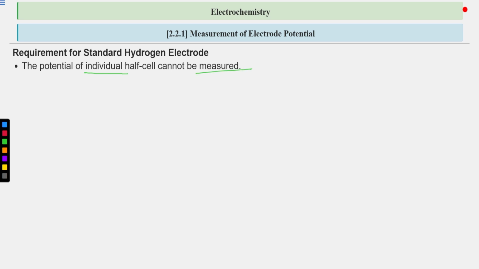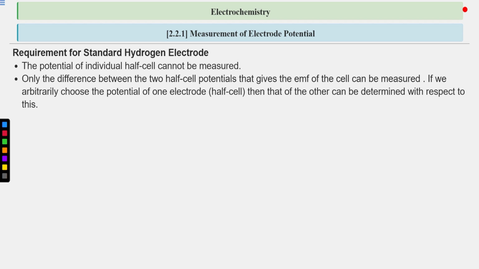Okay, previously we have studied the electrochemical cell, the redox reaction, the half-cell reactions of a redox reaction, and also the representation of a cell, the representation of a half cell, and how the half-cell reaction is written. We have also talked about the potential or EMF of a particular cell. So here it is written that the potential of an individual half cell cannot be measured. If you are talking about the potential of any half cell, we cannot measure it. Only the difference between the two half-cell potentials, which gives the EMF of the cell, can be measured.